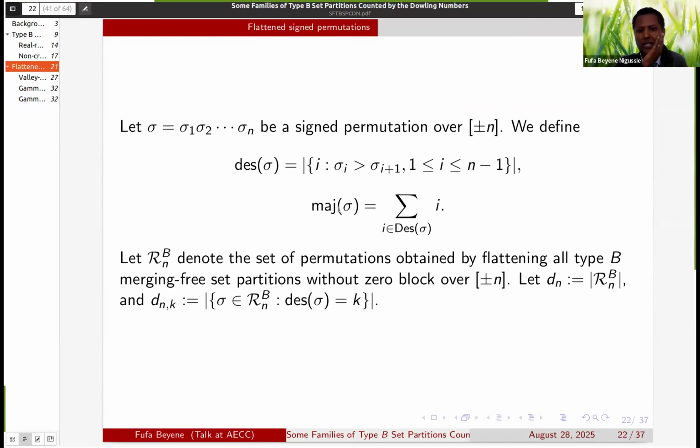About descent and the major index, it is this one. Did you have any specific reasons as to why you decided to consider those 2 statistics together? Was there something striking between them?